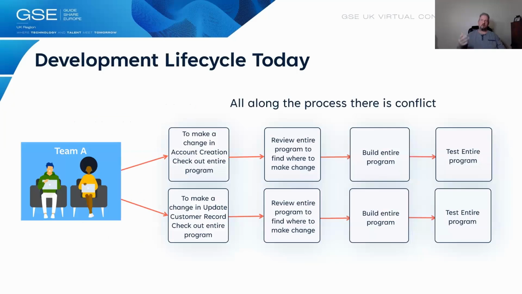Now if I want to make a change to the account creation portion, I have to check out that entire program. At the same time, another person on the team needs to make a change to the customer record function inside of that module. We both have to check out the entire program. We have to review the entire program to make changes to it.